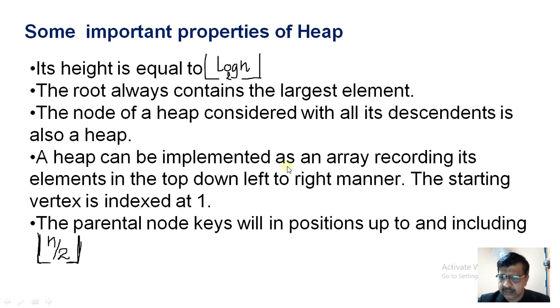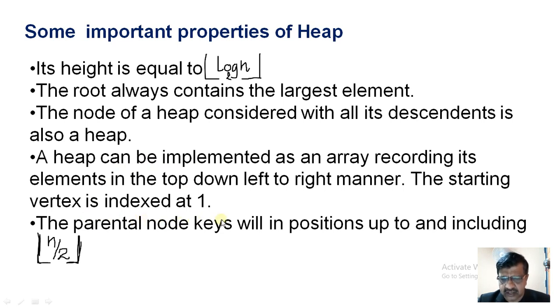A heap can be implemented as an array, recording its elements in the top down, left to right manner. This will be explained when we go for heap sort, because this is the first technique. The problem comes like an array, and it will be converted into a heap. Therefore, this is an example of representational change, the transform and conquer version.